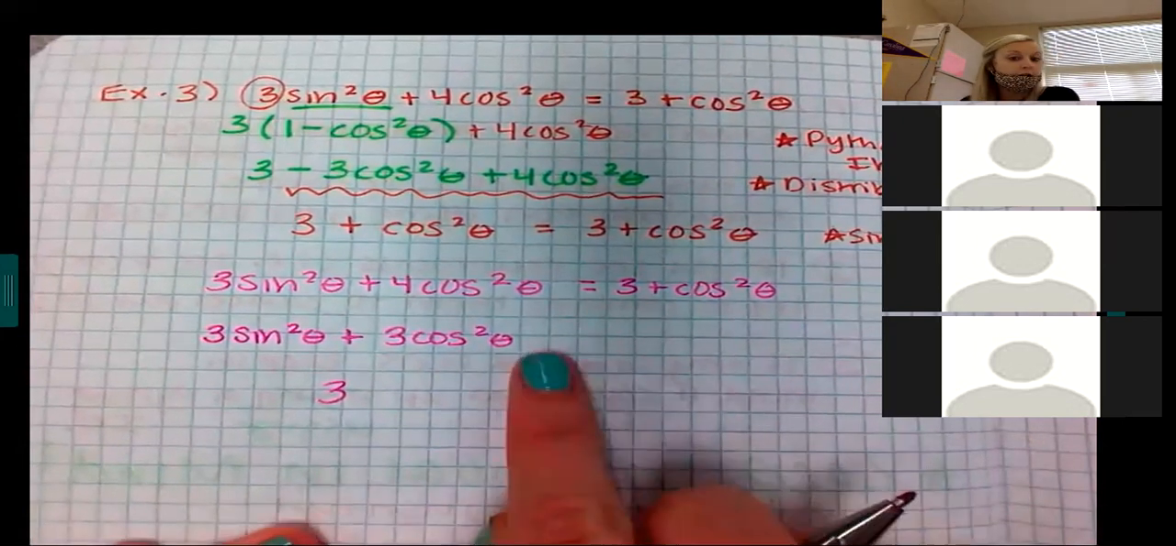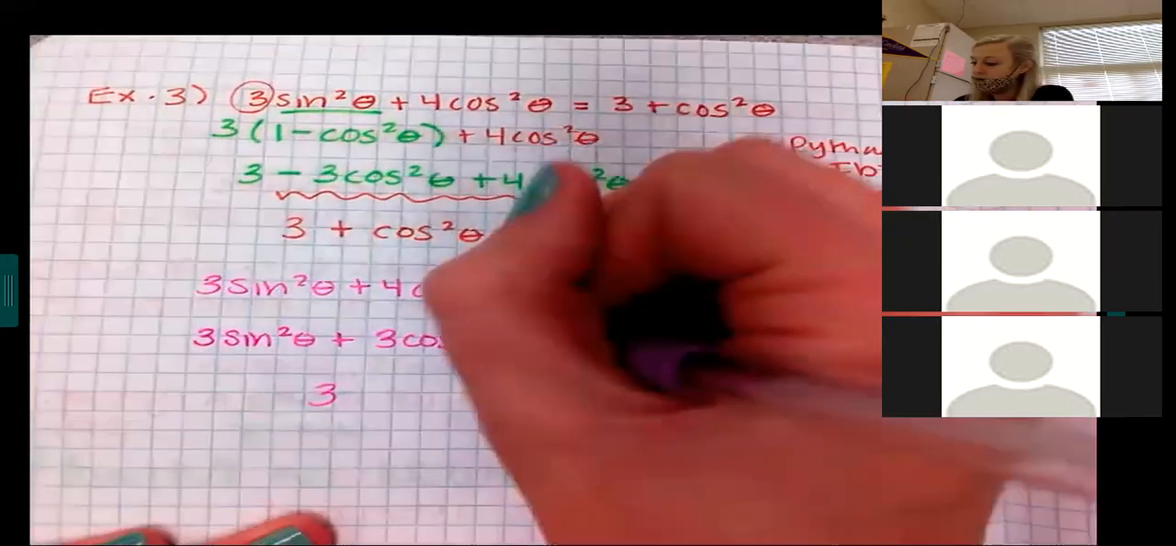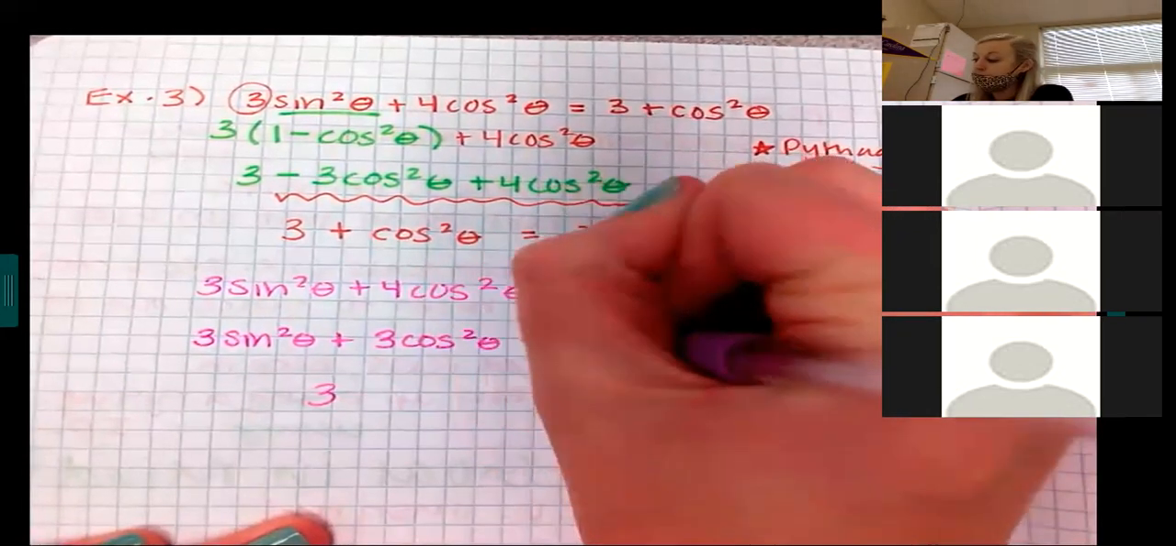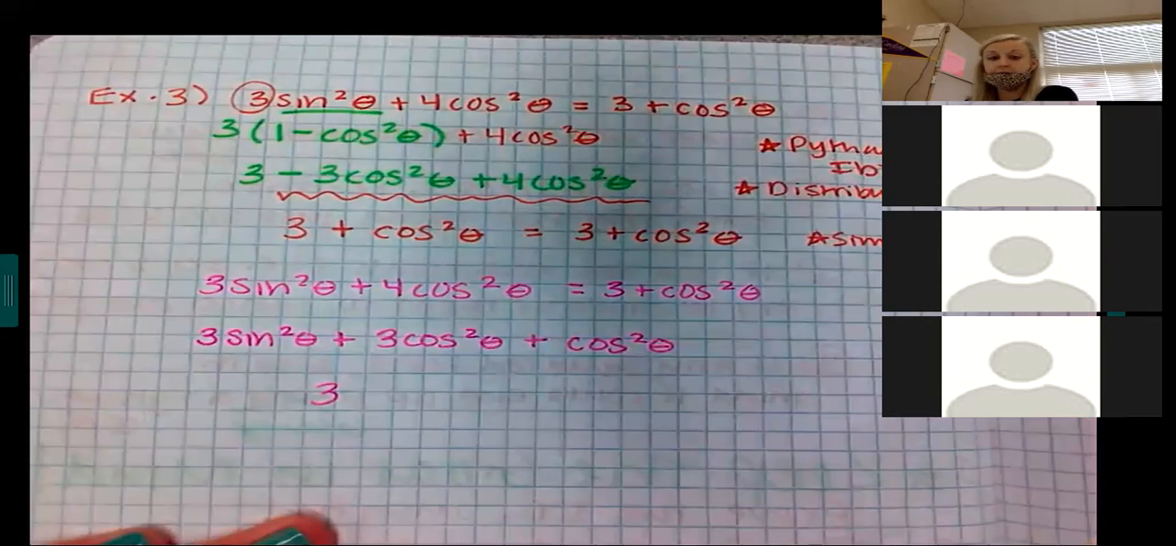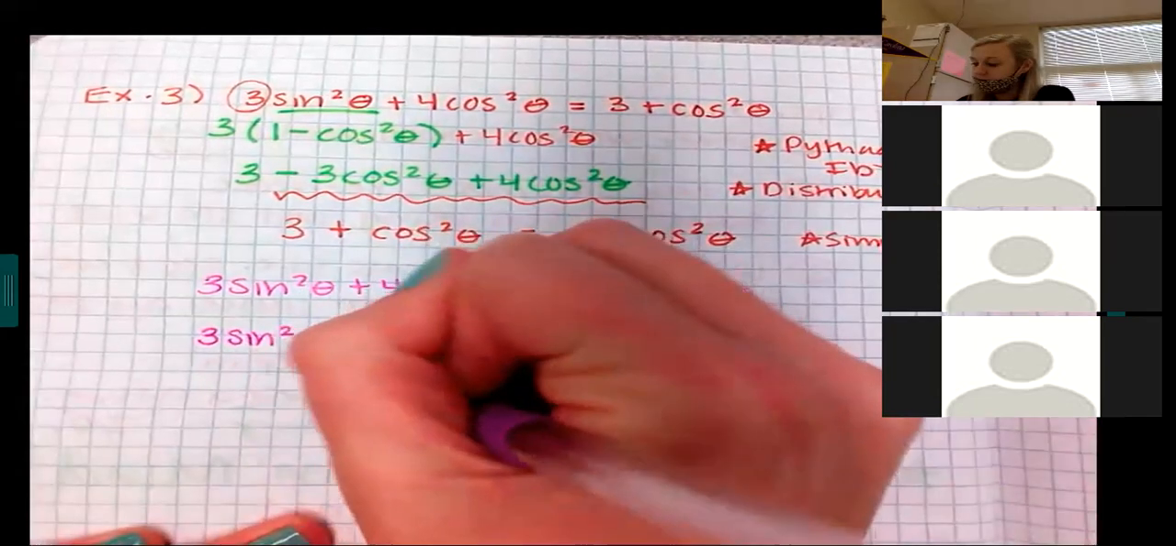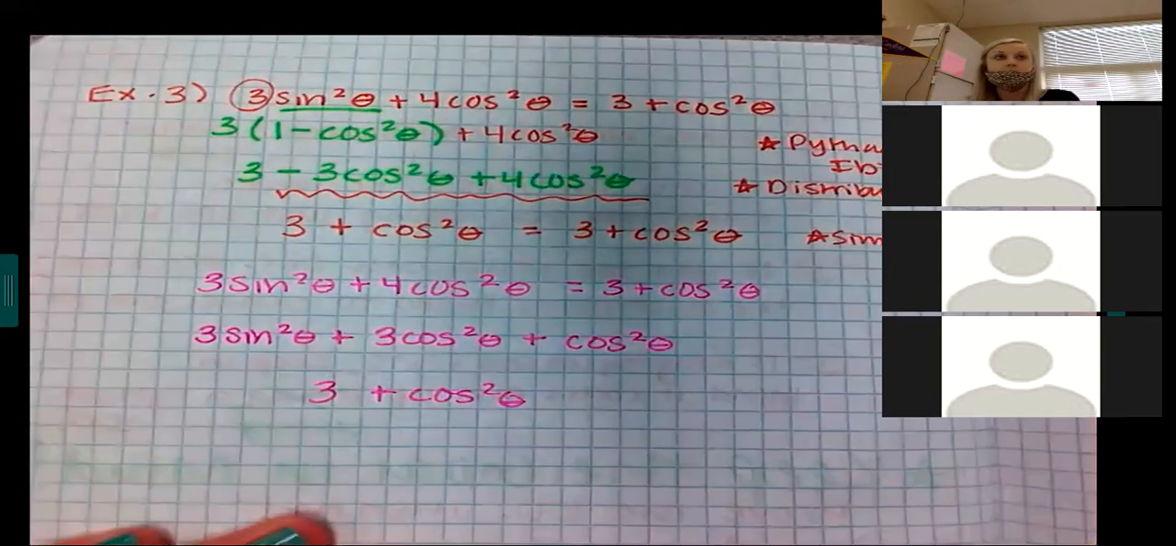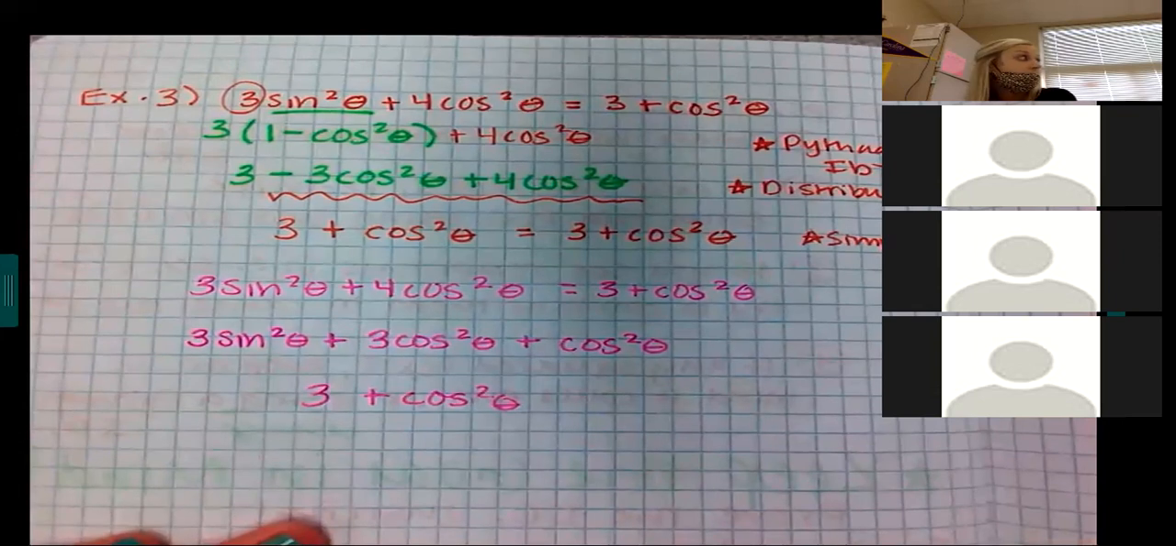What's left on the end right here? What'd you just say? There's a 4th cosine squared theta that he just brought down. Super good. I like it.